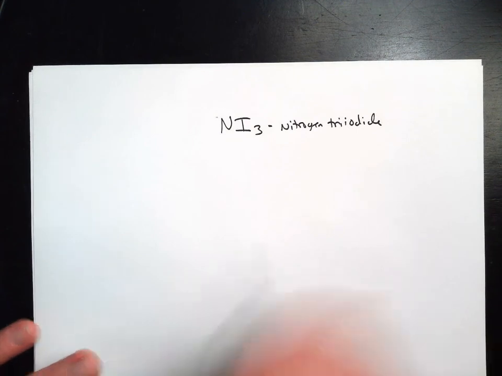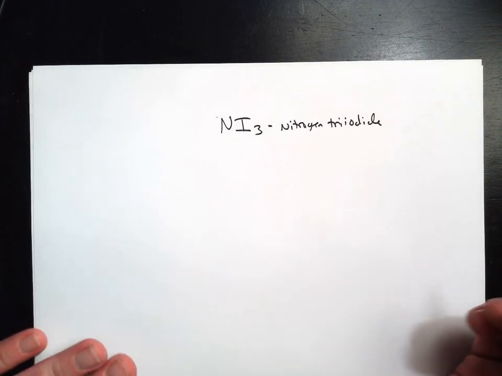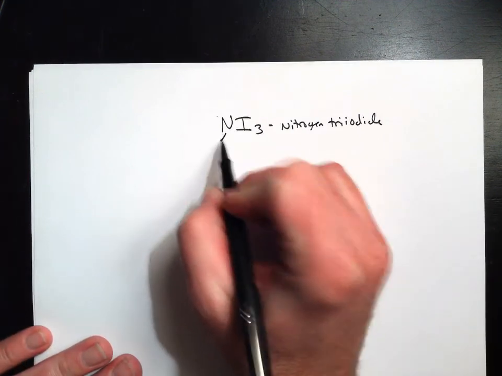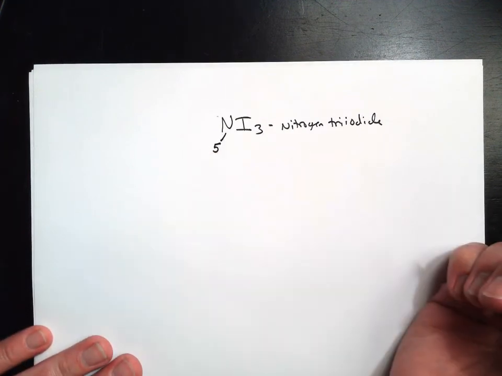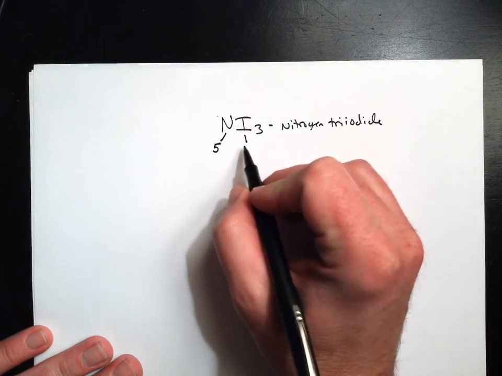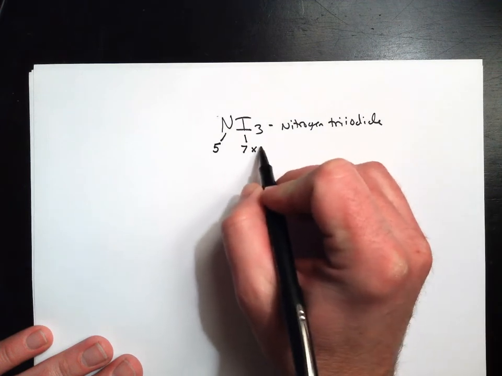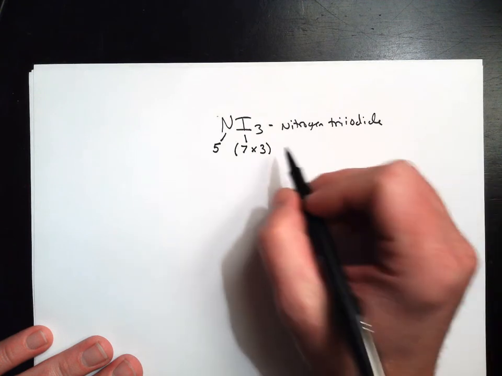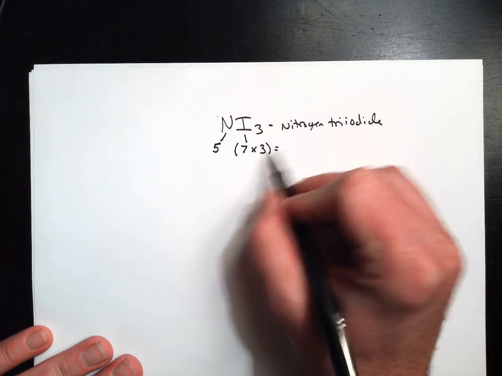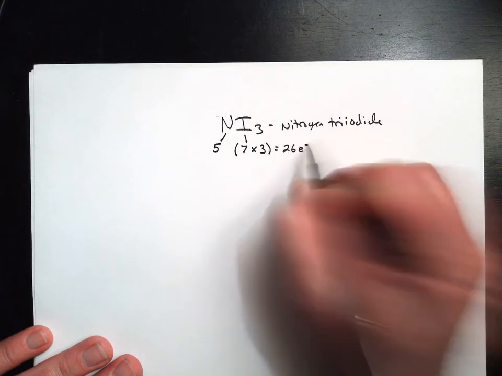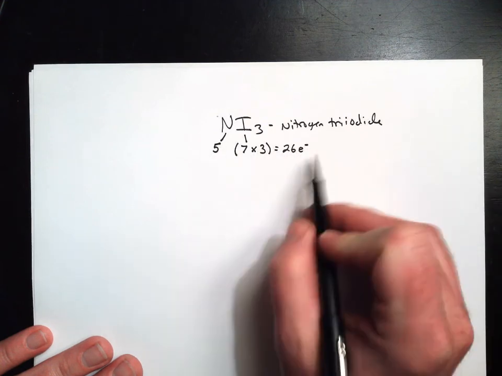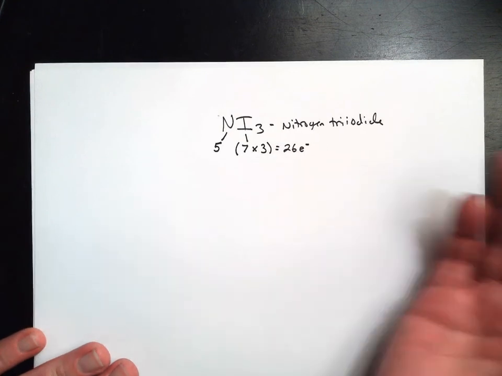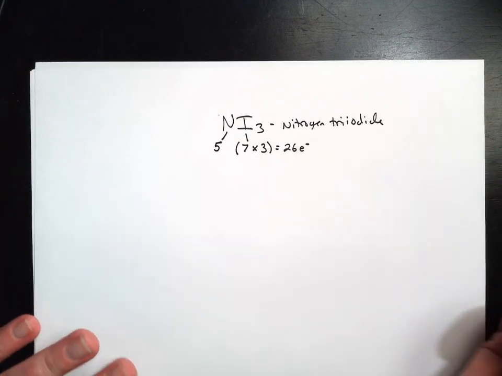Okay, so if I wanted to draw the Lewis structure for this molecule, I would start by adding up the total valence electrons. Nitrogen is in column 5, so it has 5 valence electrons. Iodine is in column 7, and I'm going to multiply that by 3 because there are 3 iodines present. That gives me a total of 26 electrons. I like to note that underneath the formula of my molecule. You can do it anywhere you want, but this is just something that works well for me.